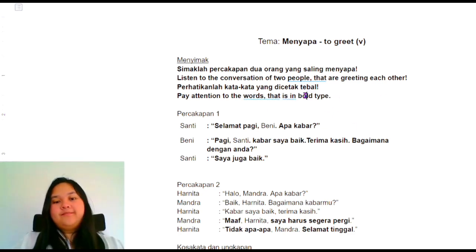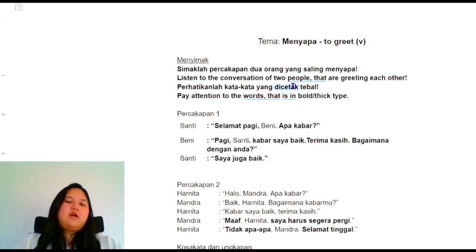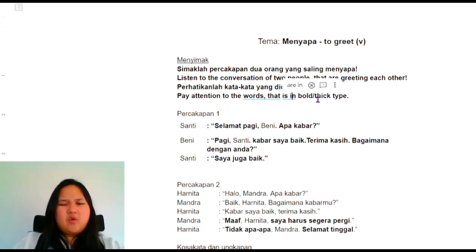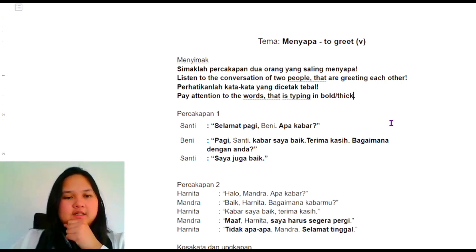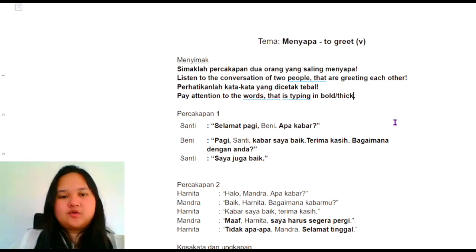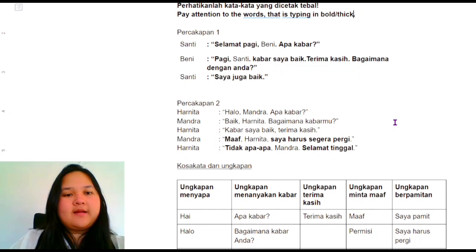Tebal is bold, or thick. And then dicetak is typing, that is typing in bold. I would say that, typing in bold. So yeah, let's listen, or also we can read together, alright?